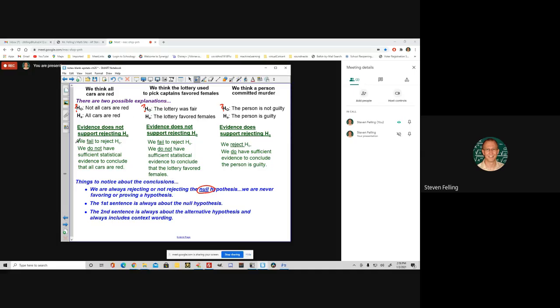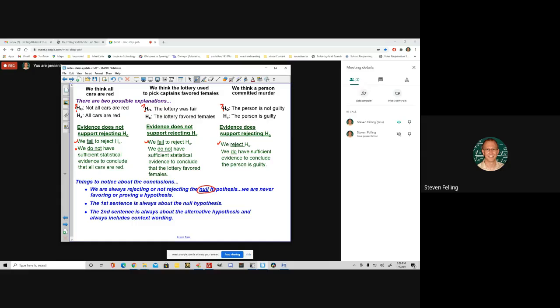The first sentence in the write-up is always about the null hypothesis. We either fail to reject it or we reject it. That's it. And then the second sentence in the write-up is always about the alternate hypothesis, and it always includes the context wording like that.